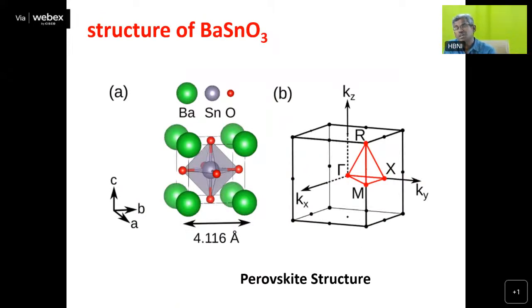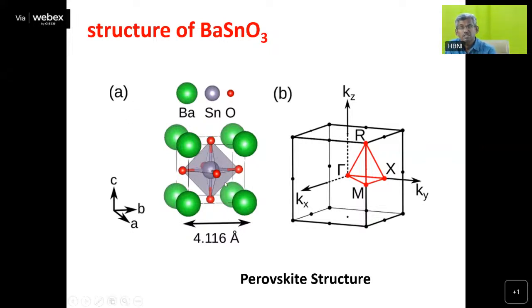I think I have mentioned the perovskite structure, because these are highly crystallographically symmetrical systems. Barium stannate is a cubic system. So the barium atoms are at the corners of the cube. And the tin atom, where is it? Tin atoms are at the body center of the cube. And the oxygens you can see here, 6 oxygens. 4 are equatorial and 2 are axial. But these equatorial and axial bonds have almost the same length.